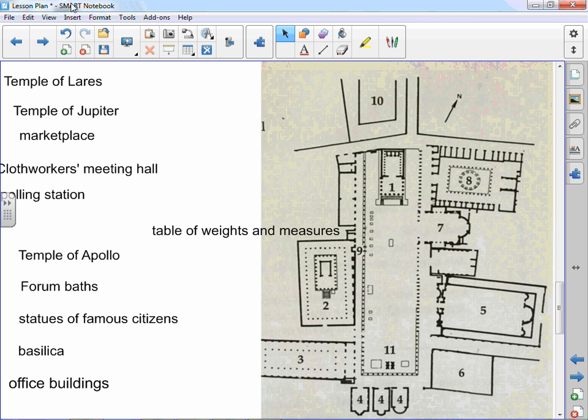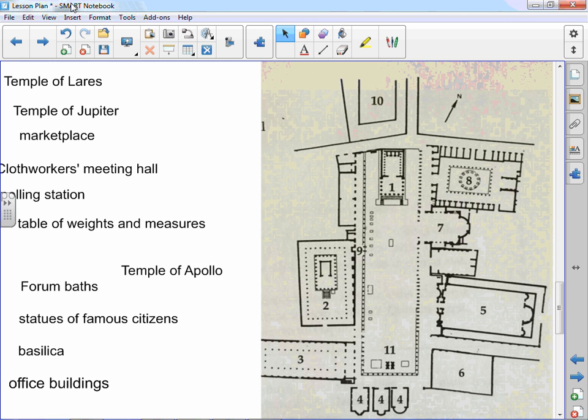You also have the Temple of Apollo. Temple of Apollo is a, where's that? There it is, big one. Big temple on the left-hand side would be the Temple of Apollo, right here.